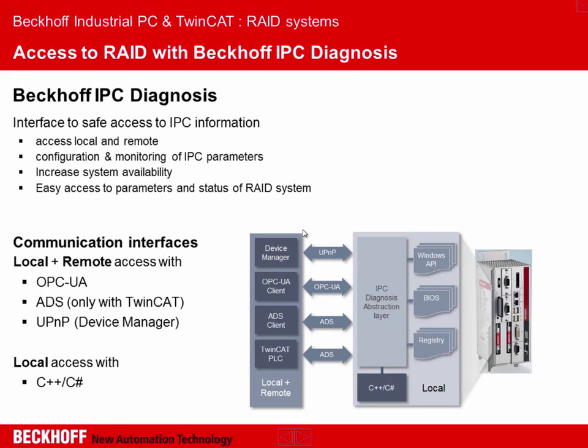The IPC diagnostics itself is accessible locally or remotely, and of course you get information about the configuration, and you can also do the configuration, and you can monitor IPC parameters, and especially the status of the RAID system. This can be done using local or remote OPC UA, which is independent of the TwinCAT system. You can also use ADS, which of course needs a TwinCAT system. You can use UPnP and a web browser to see the information, which is very easy and needs no TwinCAT. And you can access this via C++ or C# code.